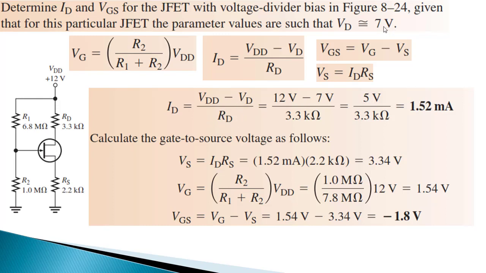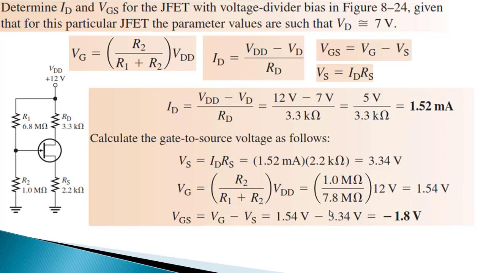In that problem, VD is given as 7 volt. VDD is also given as 12, so 12 minus 7 divided by the RD value, 3.3, gives ID of 1.52 milliamps. Using this ID, we can calculate the VS value, the voltage across the source resistance RS. VS is equal to ID into RS, calculated as 3.34 volt. VG is equal to R2 divided by R1 plus R2, voltage division rule, into VDD, calculated as 1.54 volts.